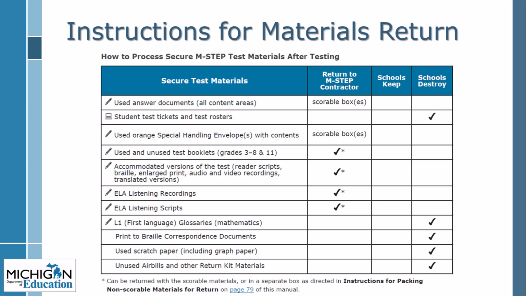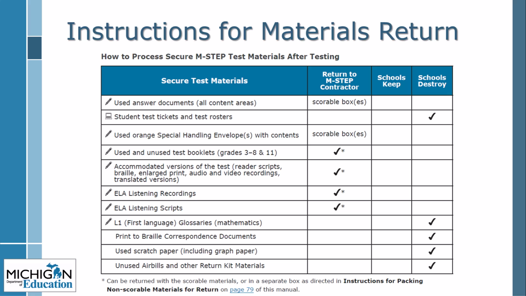Here's the table from the TAM that's going to be your most helpful guide when it comes time to prepare your materials after testing. There's a table for what to do with your secure materials and a separate table for what to do with materials that aren't secure. You'll notice that there's a column for what needs to be returned, a column for what schools keep and what schools destroy. Of course, there's nothing in the schools keep column, because secure materials cannot be kept hanging around the school or district. There are some materials in the non-secure table that I'll show you next that schools can keep.